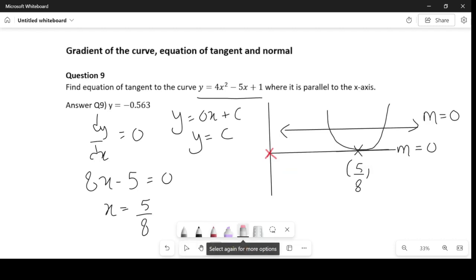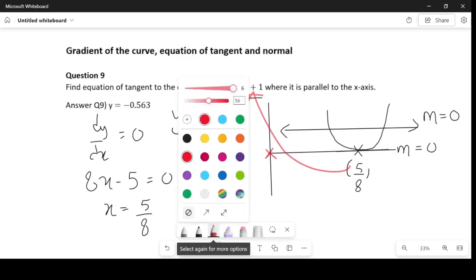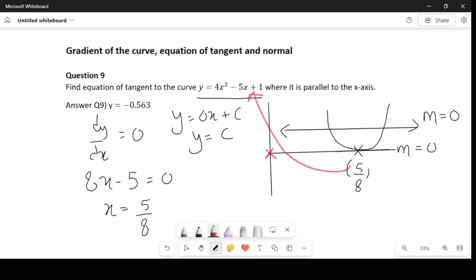Now, how do we find this y? Simply substitute 5 by 8 here. Let's do that. 4 times 5 by 8 squared minus 5 times 5 by 8 plus 1 is giving minus 0.5625 or minus 9 by 16 as a fraction. So y comes out to be minus 9 by 16.